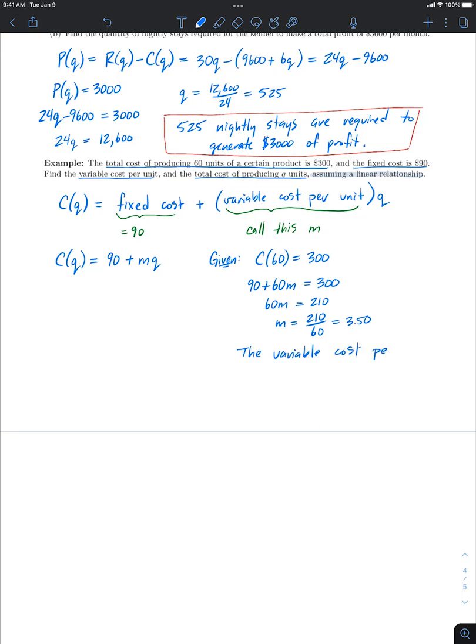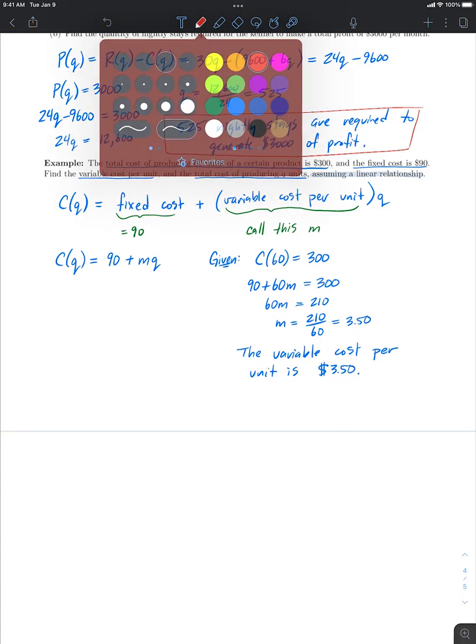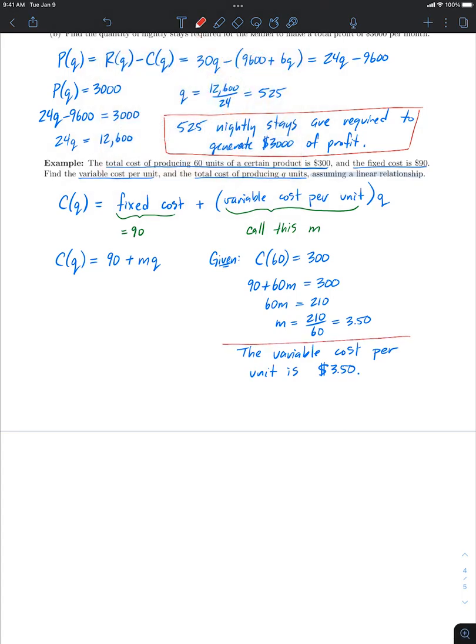So let's first write that down. The variable cost per unit is $3.50. But wait a minute, there's more that we were asked to do here, so this isn't everything. What else were we asked? We're asked to find the total cost of producing Q units. In other words, find the total cost function.